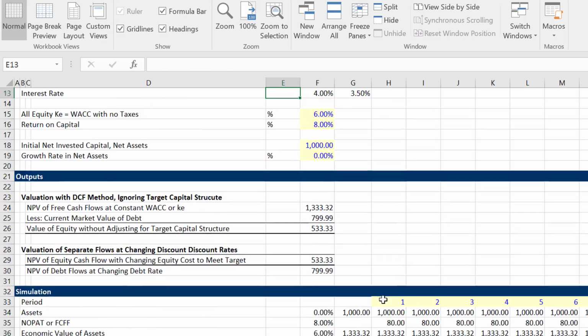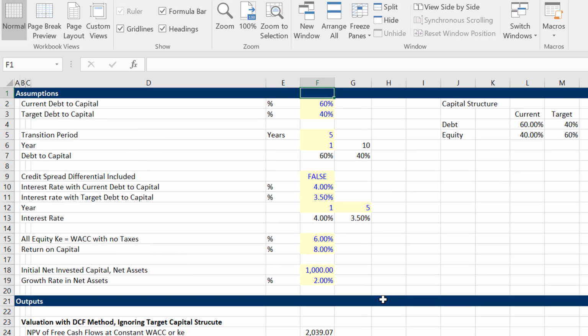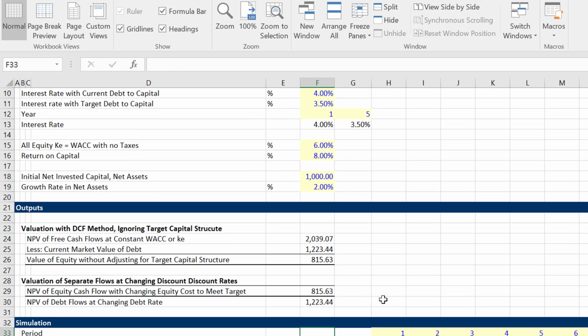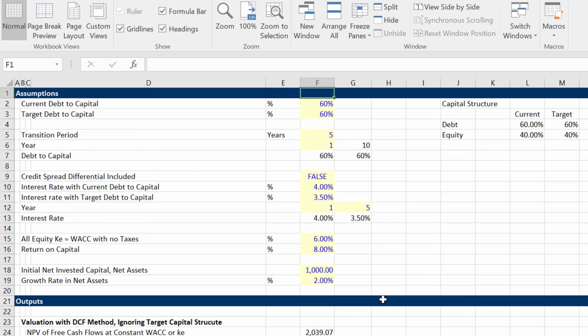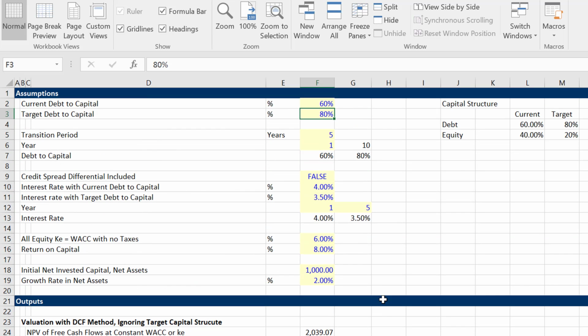Okay? Now, let's just make sure it still works. If it doesn't, I'm going to have to pause it again. So we put a different growth rate, and we still get the same answer, right here and right here. And I don't care how much you change it. It doesn't matter if you put a different target capital structure in, you get the same answer. You put 80% capital structure as the target. Who cares? What you care about is how much debt is taken away from the current value of the company. It doesn't matter what the target capital structure is.